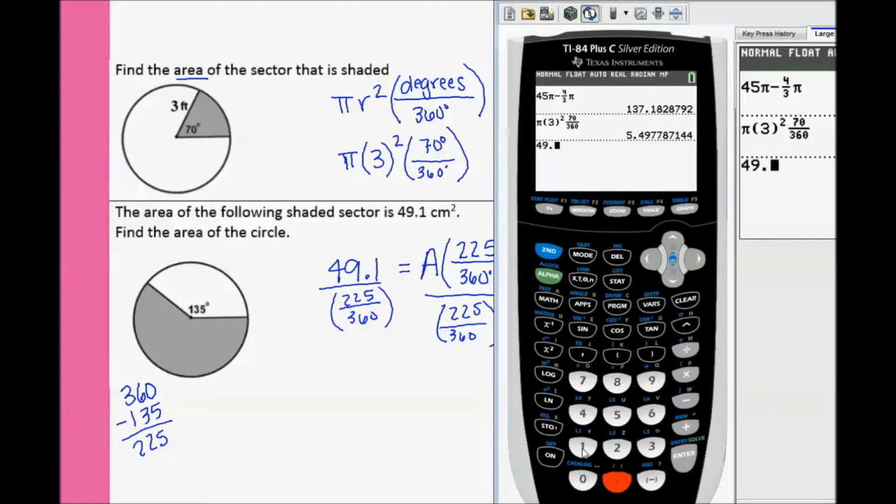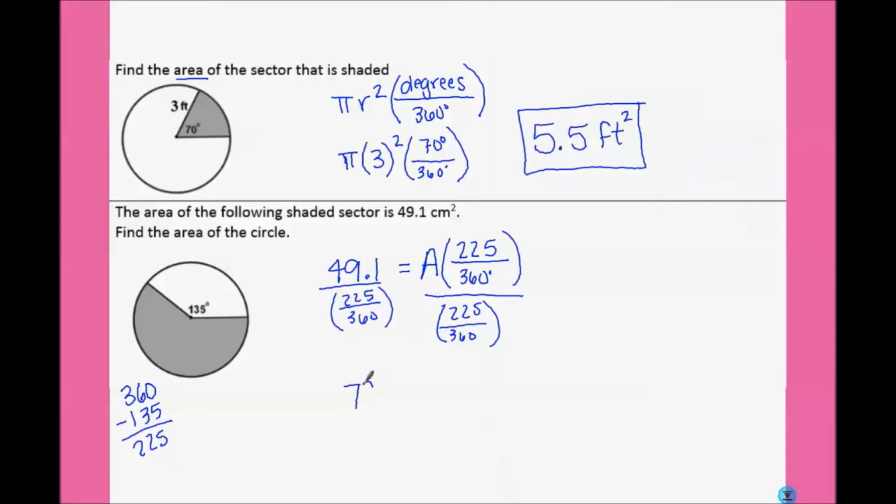But if we do 49.1 divided by 225 over 360, we get 78.56 centimeters squared is the area of the whole circle. Since the shaded part was 49.1, we know that this final answer should be bigger than 49.1.